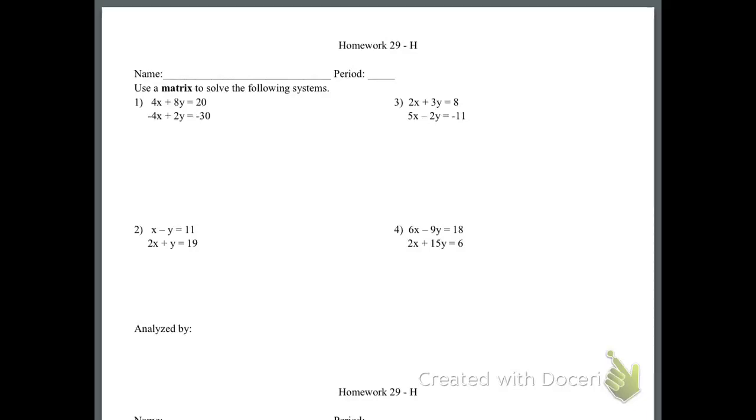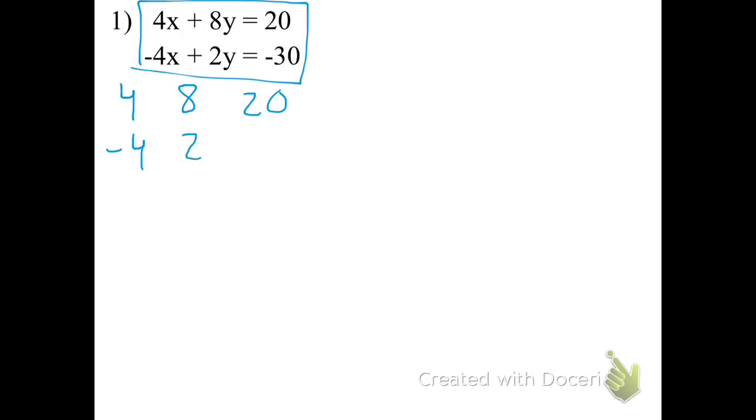Alright, number 29. So yes, we have been solving systems using matrices. You take your system and write it as a matrix. Basically, you write it down without the variables and without the pluses. But don't forget, if there's a subtract or a negative, you have to keep it with the number. So, as I write these down, this is my matrix.